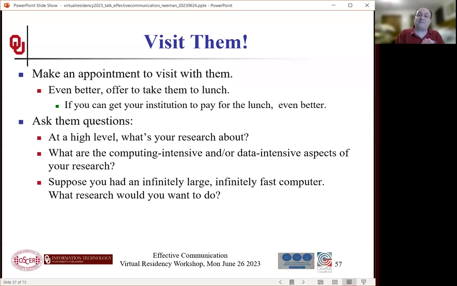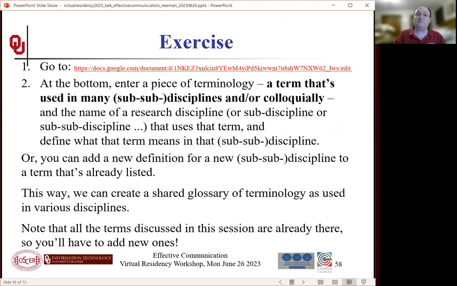And then ask them questions like, what's your research about? What are the computing parts of it or the data parts of it? And of course, that one about if you had an infinitely large, infinitely fast computer, what research would you want to do, right? So here's an exercise that I talked about before.